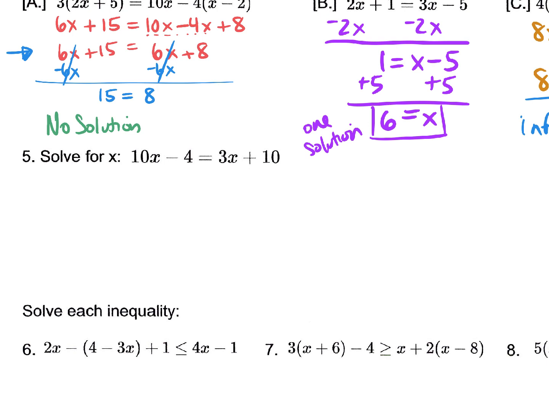Again, you have 4 different ways you could solve this problem. It doesn't matter which way you do it, as long as you start to solve. So we've got a 10x and a 3x. I'm probably going to subtract 3x from both sides. The reason I'd subtract 3x from both sides is that it keeps the variable positive. You don't have to, though. It doesn't matter to me. That means I would be left with 7x minus 4 is equal to a positive 10.